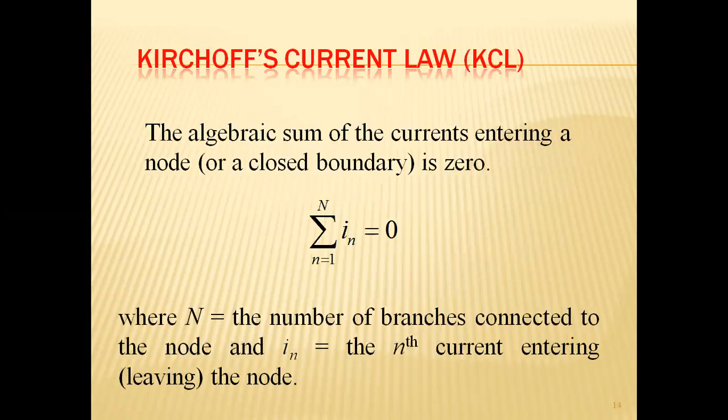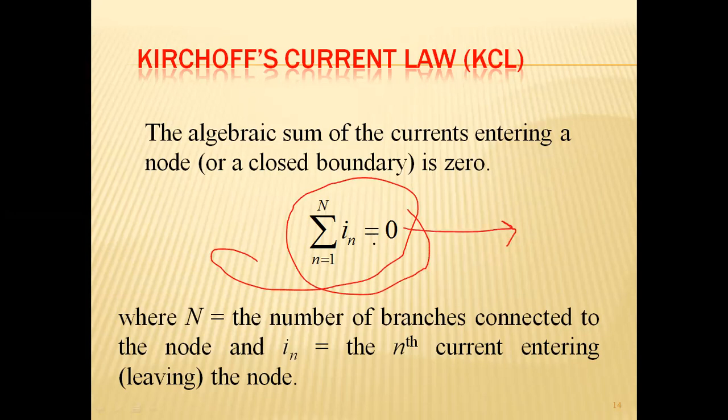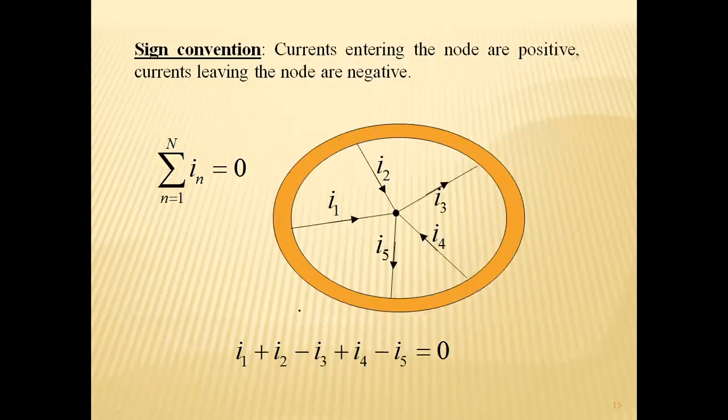Now, next we have Kirchhoff's current law. According to Kirchhoff's current law, the algebraic sum of the currents entering a node or a closed boundary is 0. Okay, so this is how we have defined Kirchhoff's current law. It is expressed by the summation of i_n from n equal to 1 to N equal to 0, where N is the number of branches connected to the node and i_n is the nth current entering or leaving the node. So this is the general expression for Kirchhoff's current law.